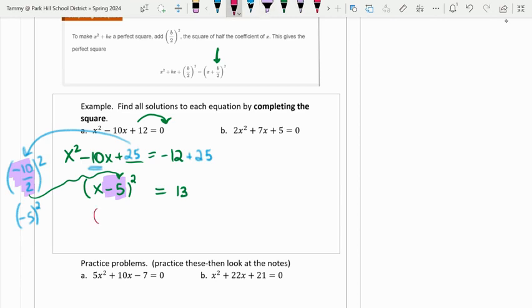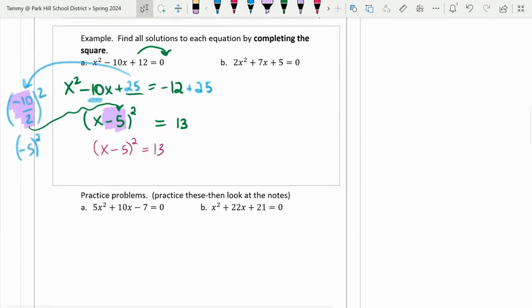So then you finish this out. I'm going to rewrite that. x minus 5 quantity squared equals 13. Solving something with the squared, you're going to take the square root of both sides. But remember, when you take the square root, you have to do a plus or minus in front of what's on the right here. So this becomes x minus 5 equals plus or minus the square root of 13. Finish that out, move your 5 over. So x equals 5 plus or minus the square root of 13.